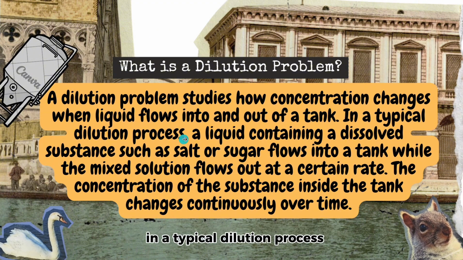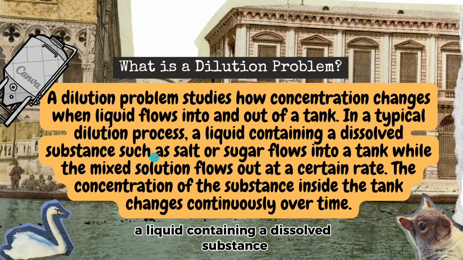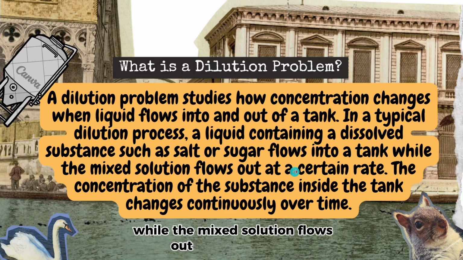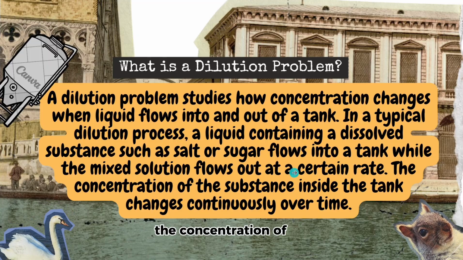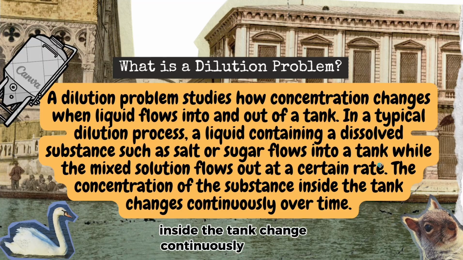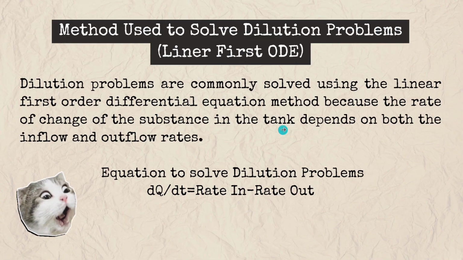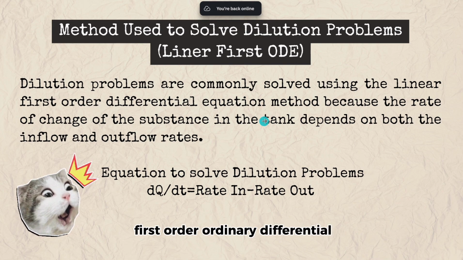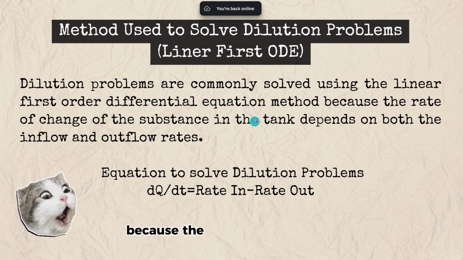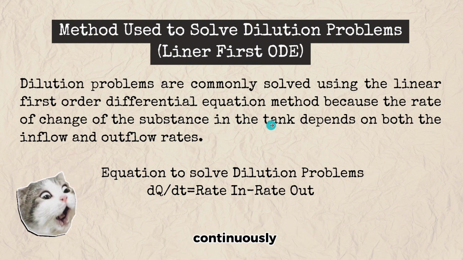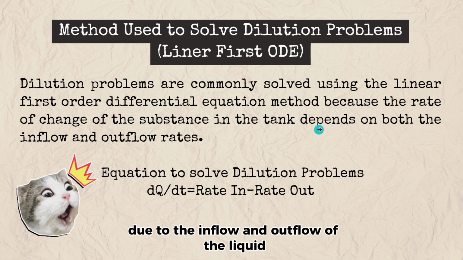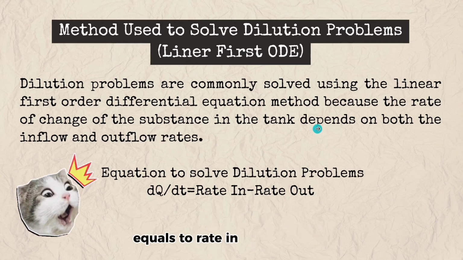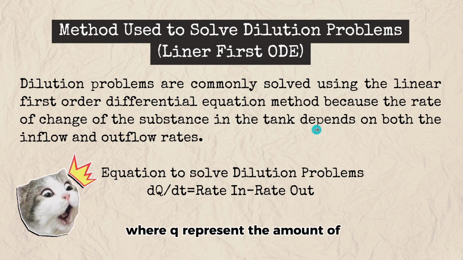In a typical dilution process, a liquid containing a dissolved substance, such as salt or sugar, flows into a tank, while the mixed solution flows out at a certain rate. The concentration of the substance inside the tank changes continuously over time. Dilution problems are commonly solved using the linear first-order ordinary differential equation method. This method is used because the amount of substance inside the tank changes continuously due to the inflow and outflow of the liquid. For dilution problem, the equation can be written as dq over dt equals rate in minus rate out, where q represents the amount of substance in the tank.